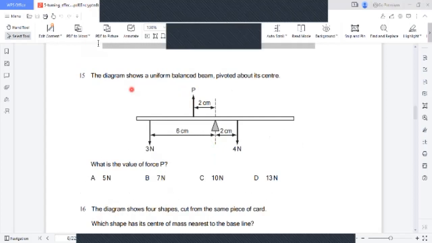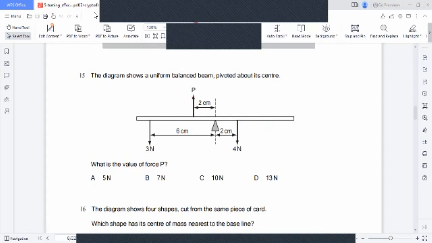The diagram shows a uniform balanced beam pivoted about its center. So the pivot is here at the center. It means here and here the lengths are equal. What is the value of force P? P is somewhere here.